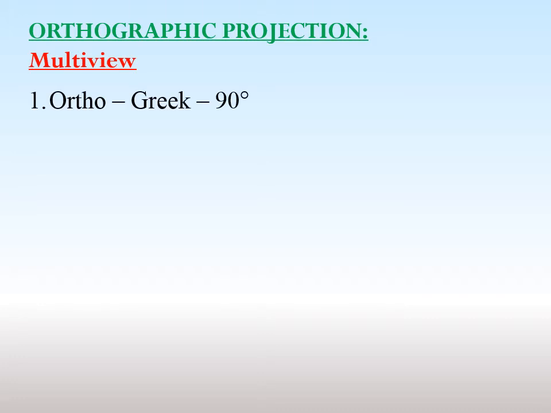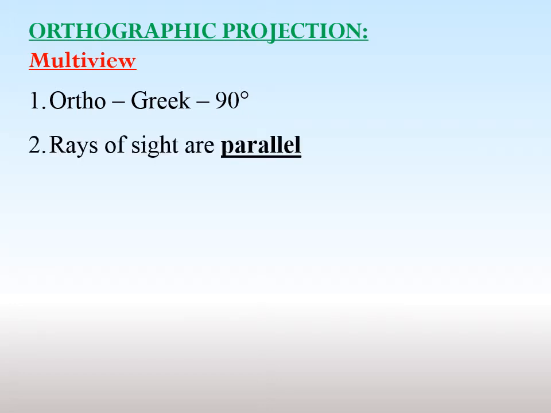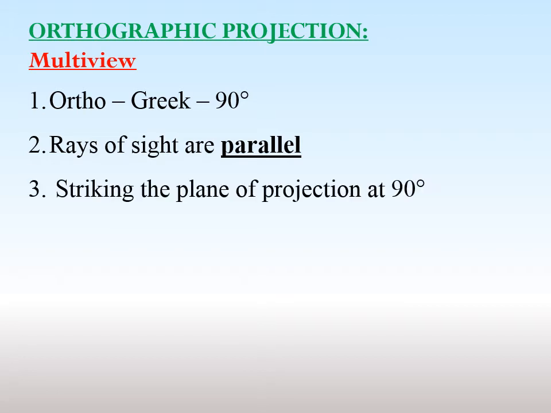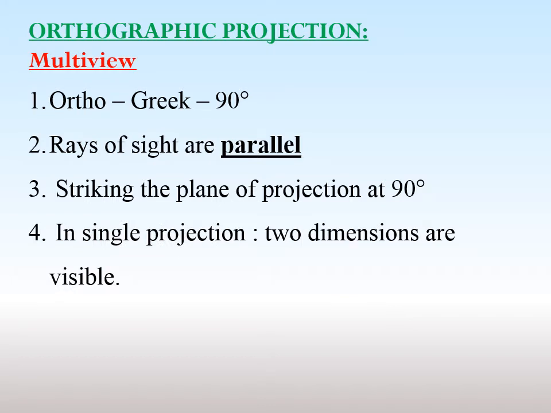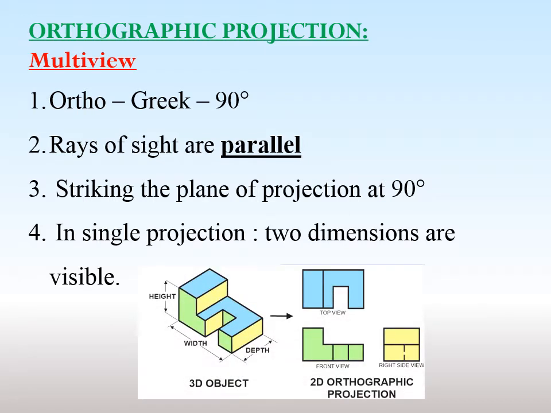Now we are going to see the typical characteristics of orthographic projection. The name ortho is derived from the Greek terminology which means 90 degree. In orthographic projection, the rays of sight are always parallel. The plane of projection is always 90 degree. In a single projection, you get only two dimensions, that is length and width, or length and height.